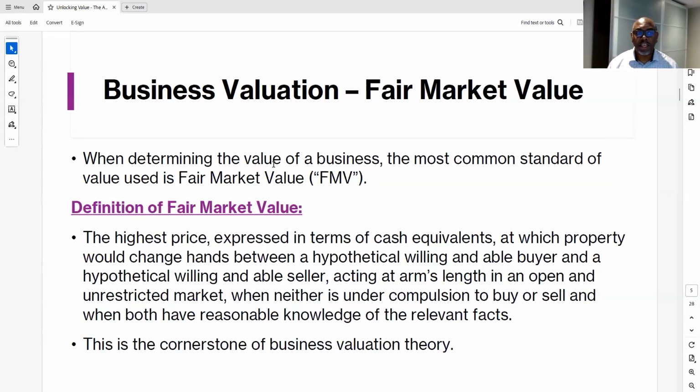As far as the standard of value, people normally hear the term fair market value, and that's the standard of value that we're dealing with within our professional standards. I've got a long definition of it, but essentially it's two parties that come together. They're both willing and able to transact. They're at arm's length, so they're not a related party. It's an unrestricted market, and they're not under any compulsion to buy or sell. And they both have reasonable knowledge of the relevant facts.